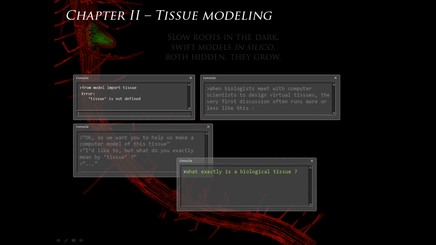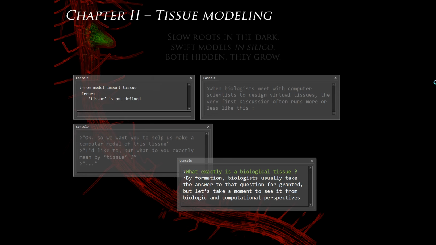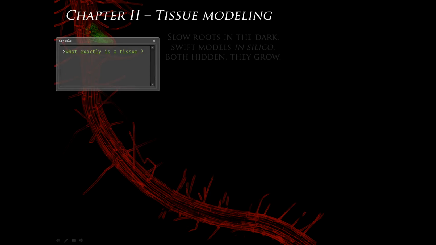What exactly is a biological tissue? It's a very good question, actually. And by formation, biologists usually take the answer to that question for granted. But let's take a moment to see it from both the biological and the computational perspective, and try to understand why the computer scientist may ask this question. So what exactly is a tissue?